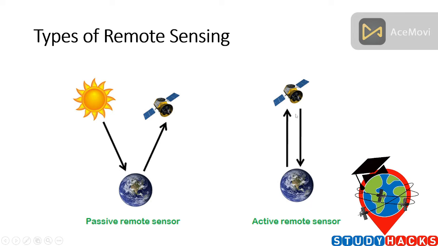But LiDAR is an active sensor, because LiDAR provides the energy, which is then reflected and goes back to the sensor. In the passive case, the energy reflected from the sun is stored in the sensor. So passive sensors can be Landsat, Sentinel, MODIS, and the active sensor is mainly LiDAR.